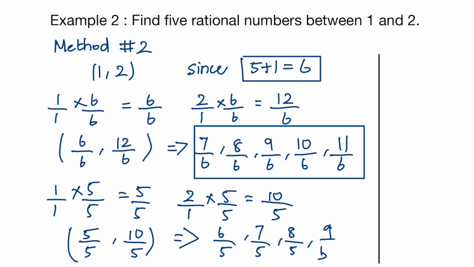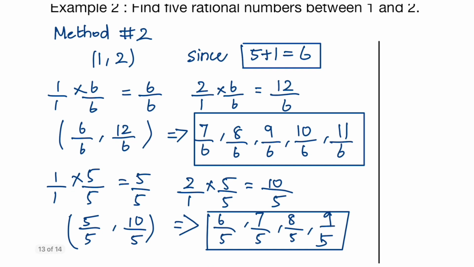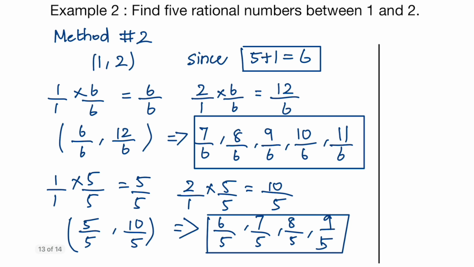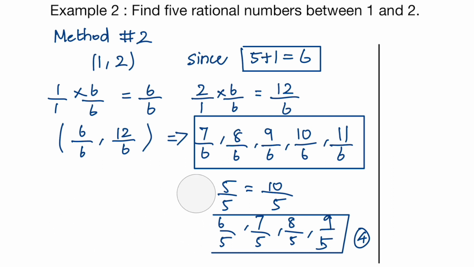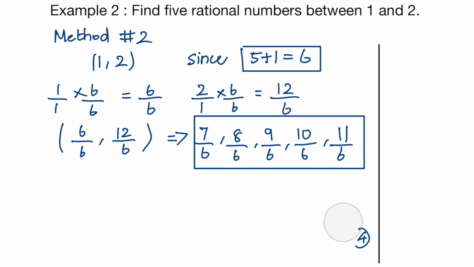You cannot have 10 by 5, right? Because 10 by 5 is included in the range. That you cannot have. So these are the numbers that you can extract if you multiply it by 5. So these are only 4 numbers, but we need 5 numbers. So that is why we multiplied it with 6 and not with 5. Okay. So don't confuse with this. This is just for you to understand.